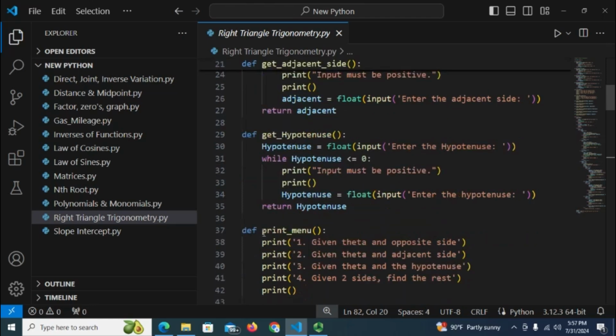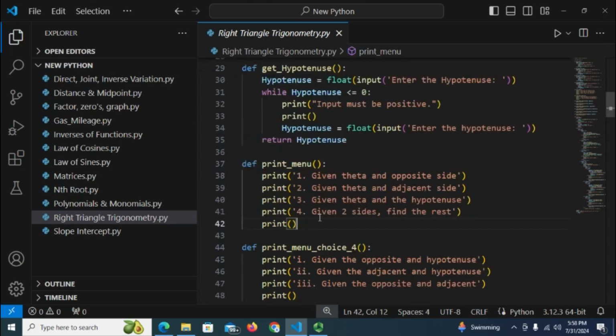All right, and then we have our print menu function. This is the main concept we're going to be looking at. This print menu will be given to the user, and they will make a choice, and based on that choice, we will be doing the computation. The print menu is going to be looking at, if we're given theta and an opposite side, we will solve the whole triangle, and then there are three other choices they can make, and we will be solving the triangle based on them.